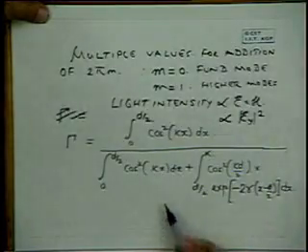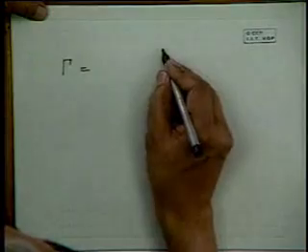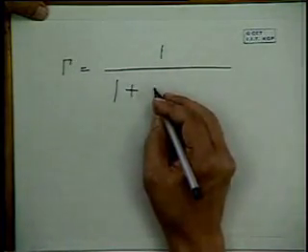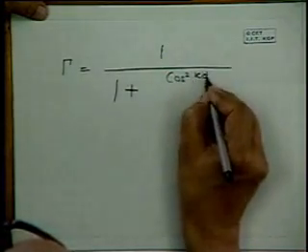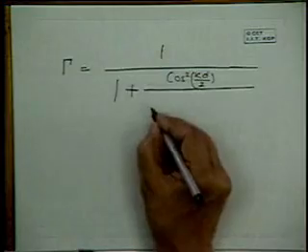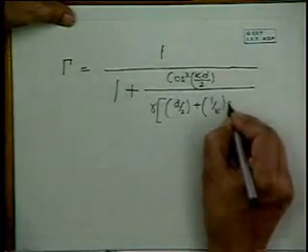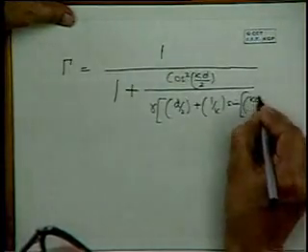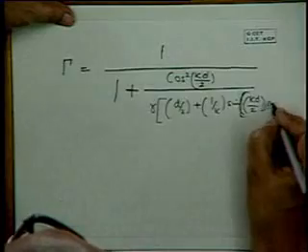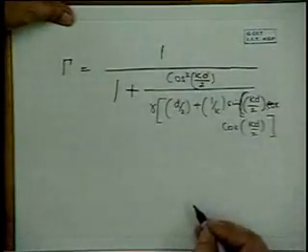So if you work this out and simplify, you get gamma equal to 1 over 1 plus cos squared kd by 2 over gamma, times d by 2 plus 1 by k sine kd by 2 into cos kd by 2.